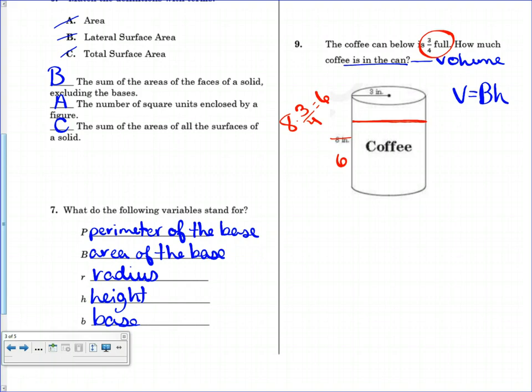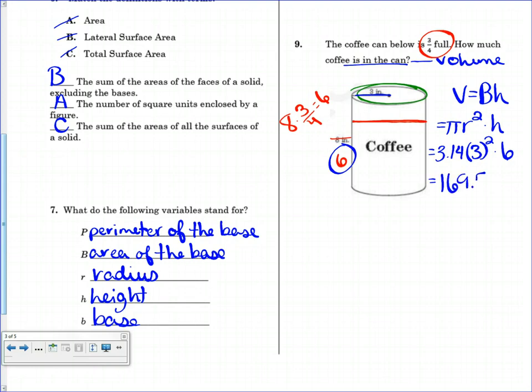My base is a circle. So to find capital B, we're going to use pi r squared, and then take that times the height. So 3.14, my radius here is 3. And my height, we just said we were going to use 6. Multiply those together, 169.56 inches cubed. Cubed because we're doing volume, not surface area.